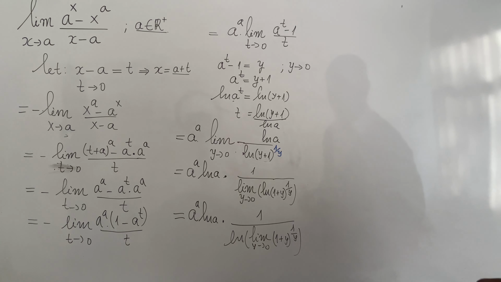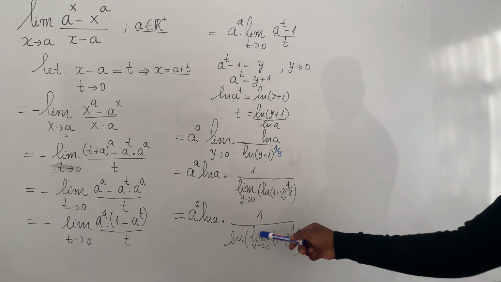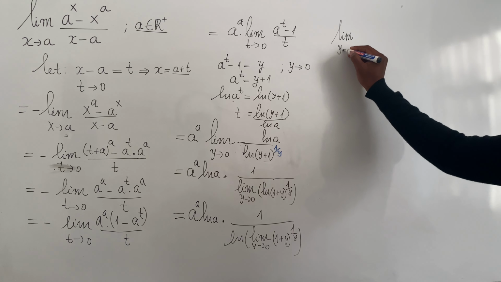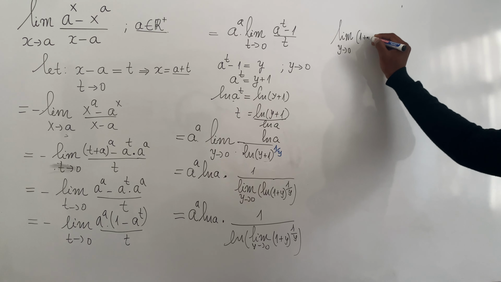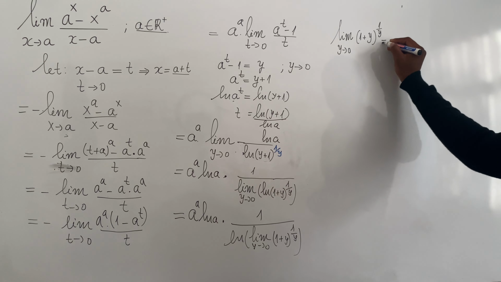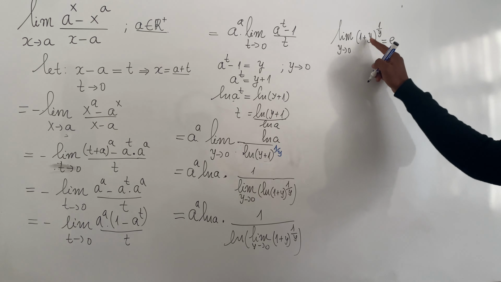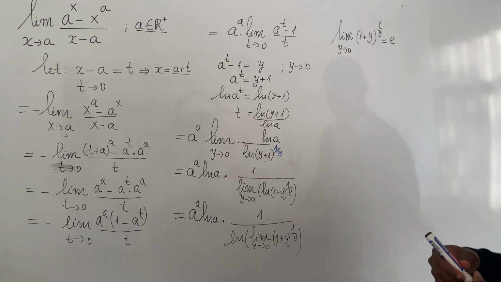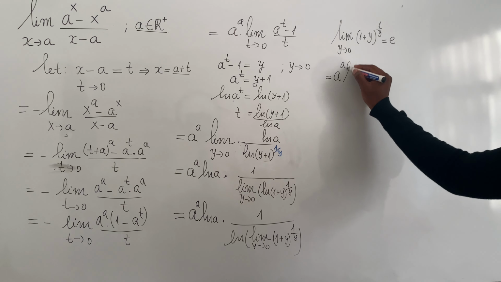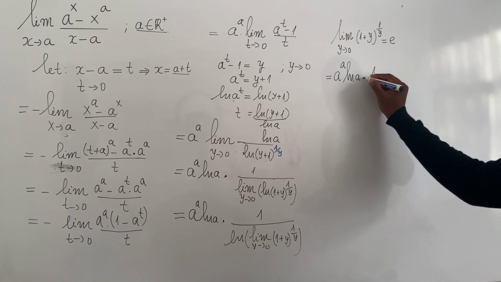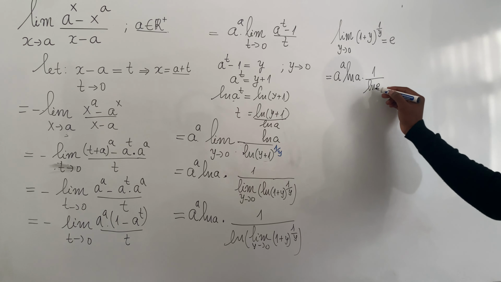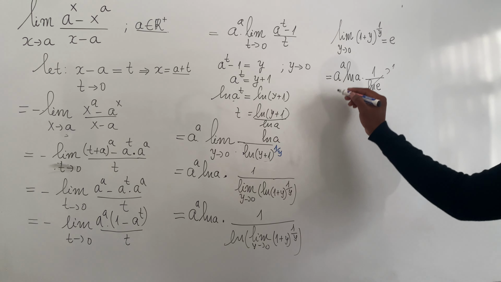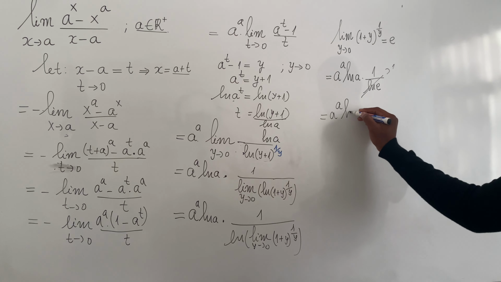So carrying on, we check this expression, which I can write here: the limit when y approaches 0 of 1 plus y to the power 1 over y. This is the identity for Euler's number, because this is equal to e. So if I substitute e here, our solution will be a to the power a ln a times 1 over ln e. And ln e is 1, because it's the same as log of e to base e, which is 1. So this will be 1, and then I will have a to the power a ln a.